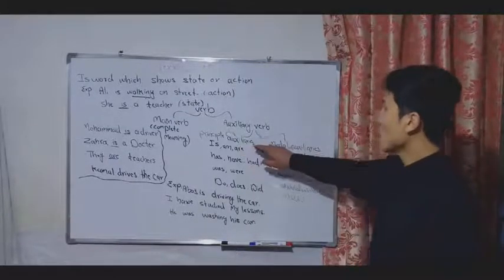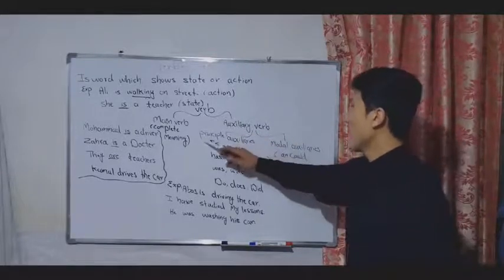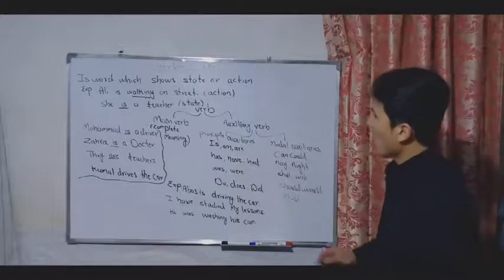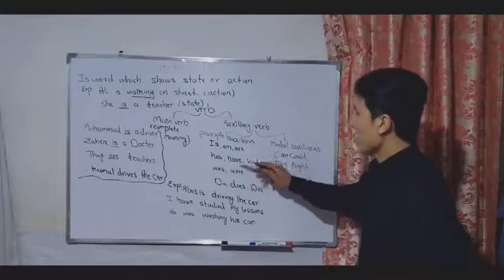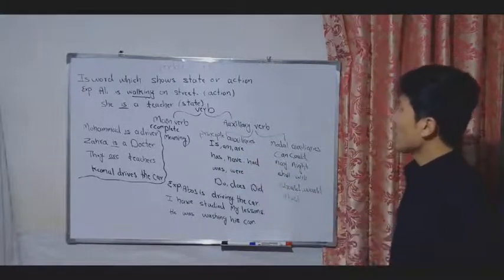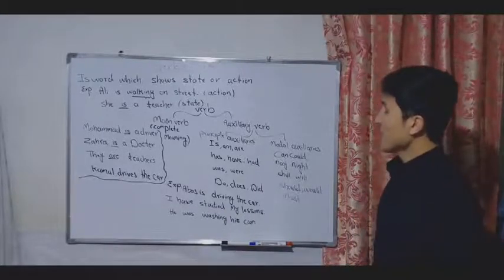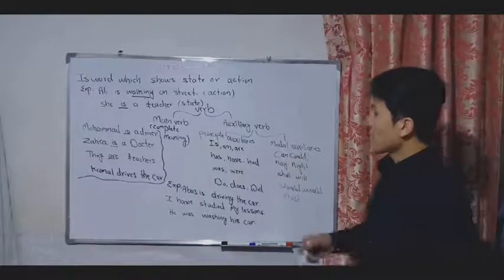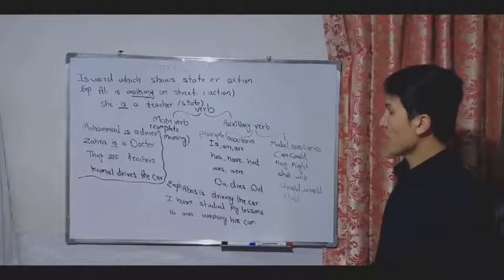Auxiliary verbs are divided into two parts: principal auxiliaries and modal auxiliaries. What are principal auxiliaries? They are is, am, are, has, have, had, was, were, do, does, did. How can we know that this is an auxiliary in the sentences? In case they don't have meaning, they are auxiliary, and they are principal auxiliaries.